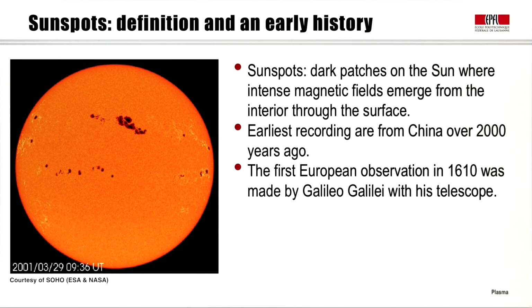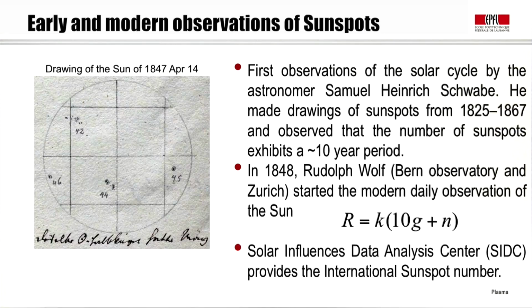In this figure, you can see a huge group of sunspots as observed by the SOHO satellite. On March the 30th, 2001, the area spanned by this sunspot group was larger than 13 times the entire surface of the Earth. This group was the source of numerous flares and coronal mass ejections, including the largest flare recorded in 25 years.